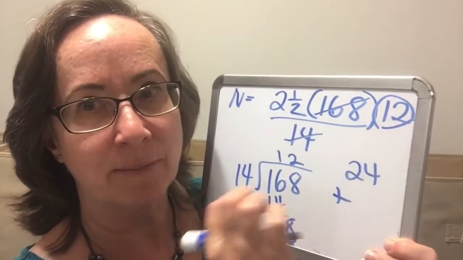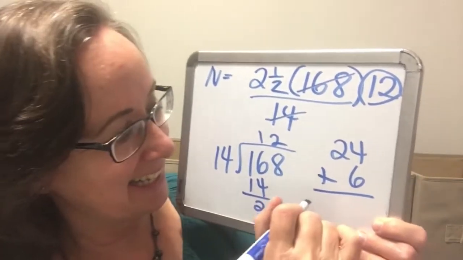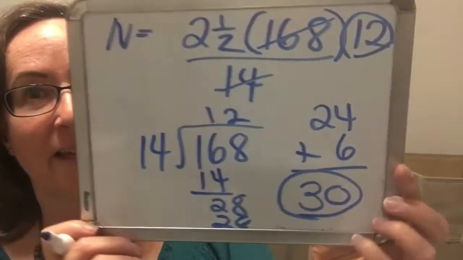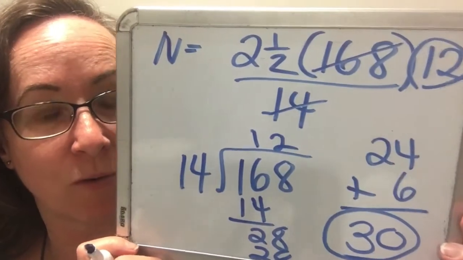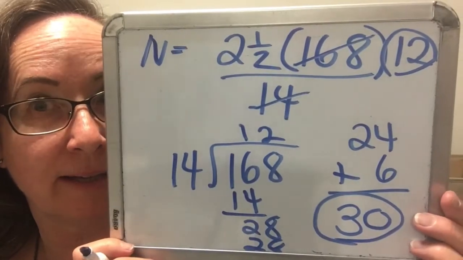Plus a half times 12 is 6. And 24 plus 6 is 30. 30 eggs for 1,680 cookies.